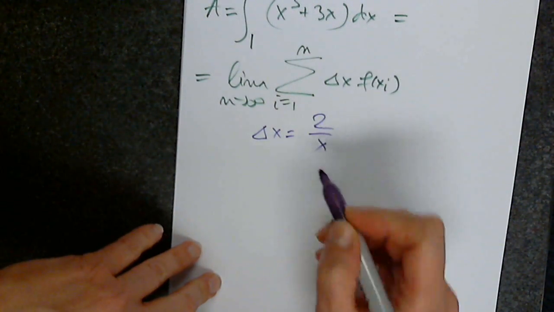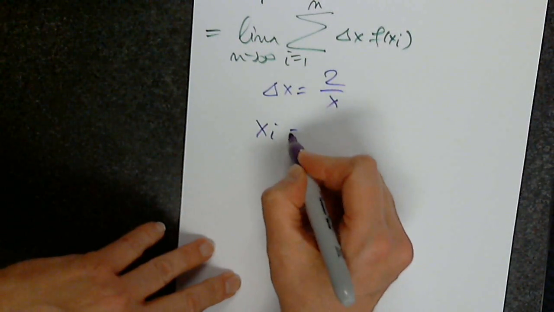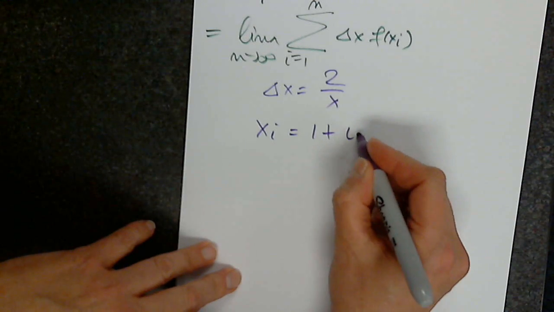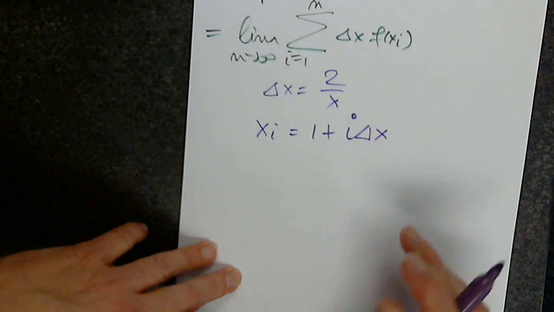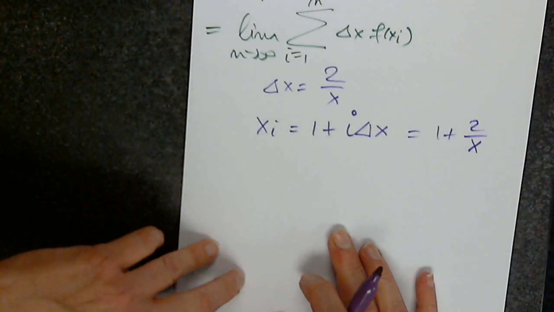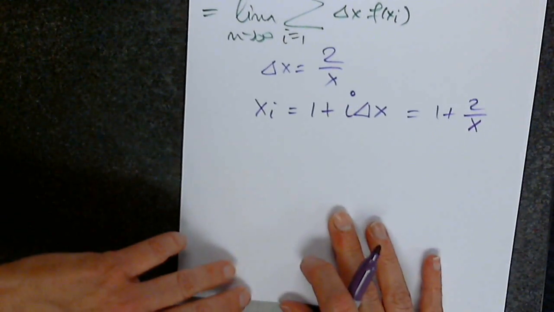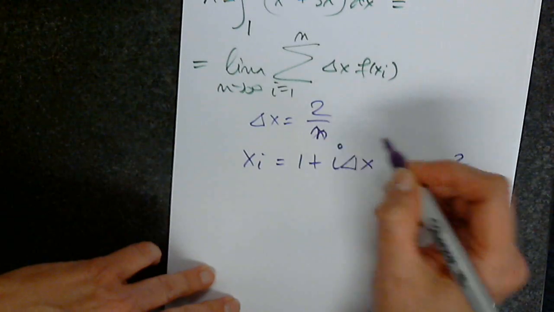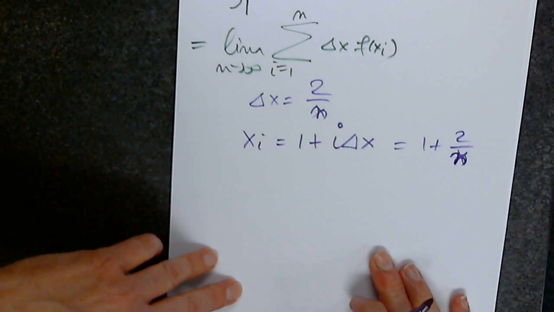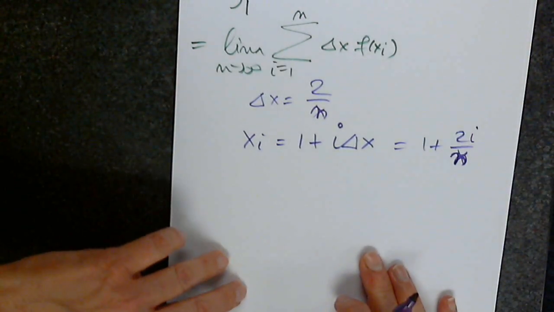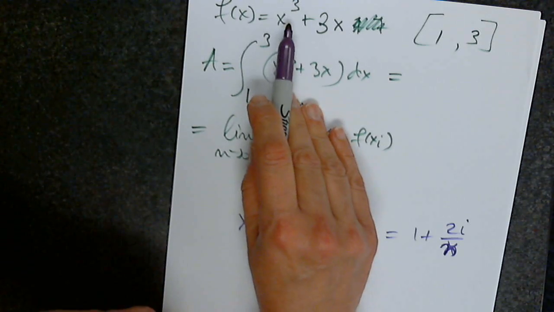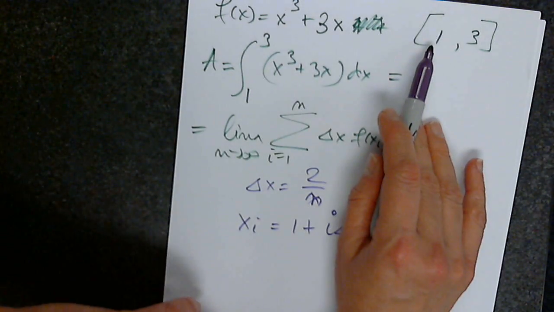Very good. Let's find xi. Now xi is a little bit more difficult because it starts at 1. So it's 1 plus i delta x, which will be 1 plus 2 over n. Isn't it 2 over n? Oh, yes, of course. I'm sorry. Times i. So now the difficult part is that it's x to the third, and it starts at 1.